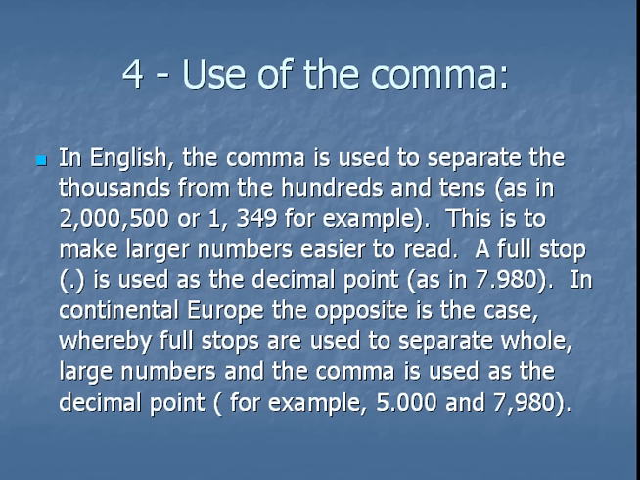Number 4, use of the comma. In English, the comma is used to separate the thousands from the hundreds and tens. This is to make larger numbers easier to read. A full stop is used as the decimal point, but in continental Europe, the opposite is the case, whereby full stops are used to separate whole large numbers, and the comma is used as the decimal point.